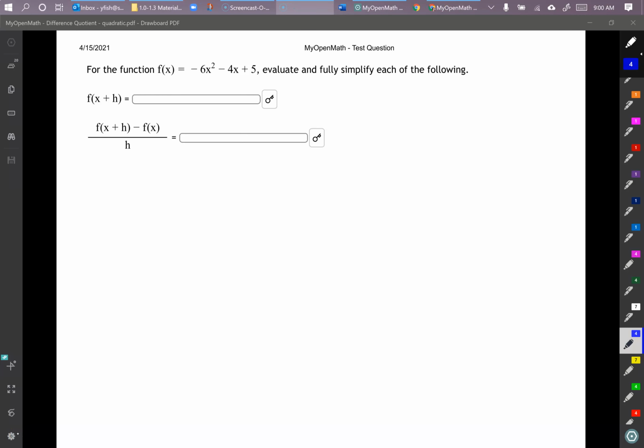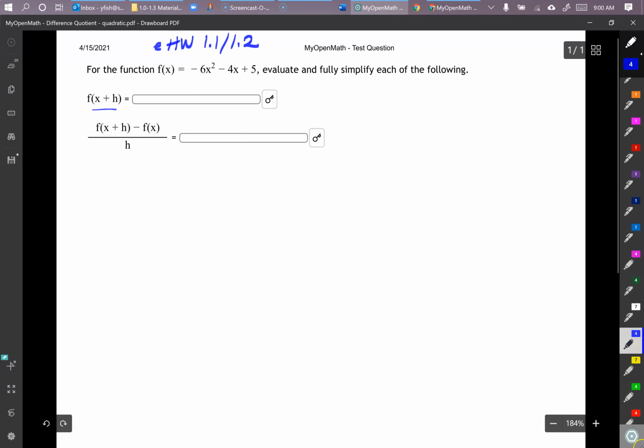In this video, I'm going to go over how to work with the difference quotient. Using algebra of functions, we're going to plug in this f of x plus h. This comes from eHomework 1.1 to 1.2, number 18, or you may have one similar. They all come out a little different depending on how many attempts you've had.